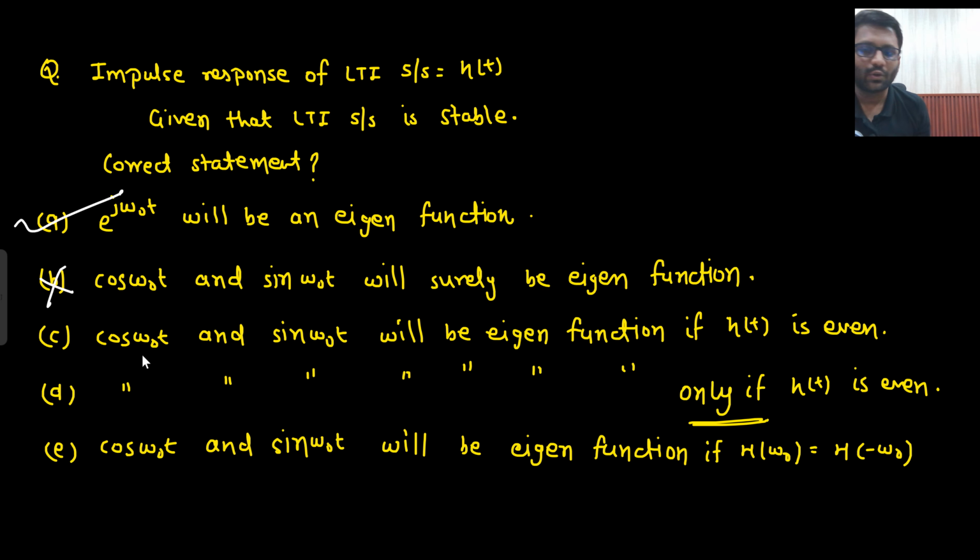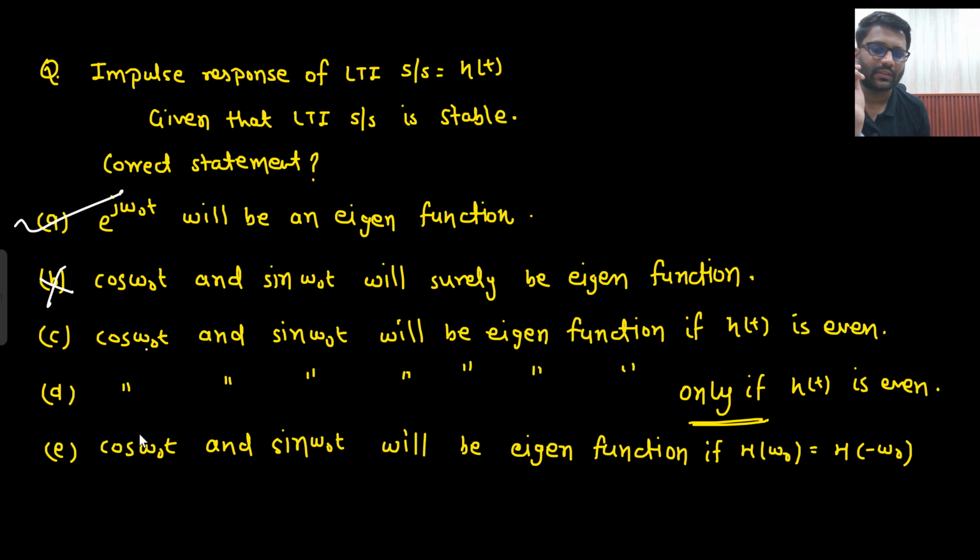No. Cos omega naught t and sin omega naught t will be an eigen function if h of t is even. Because if h of t is even, or let's do it on the next page, because if h of t is even, then h of t will be equal to h of minus t. Now what is the Fourier transform of h of t? That is h of omega. What is the Fourier transform of h of minus t? That is h of minus omega. Now at omega equal to omega naught, h of omega naught will be equal to h of minus omega naught.